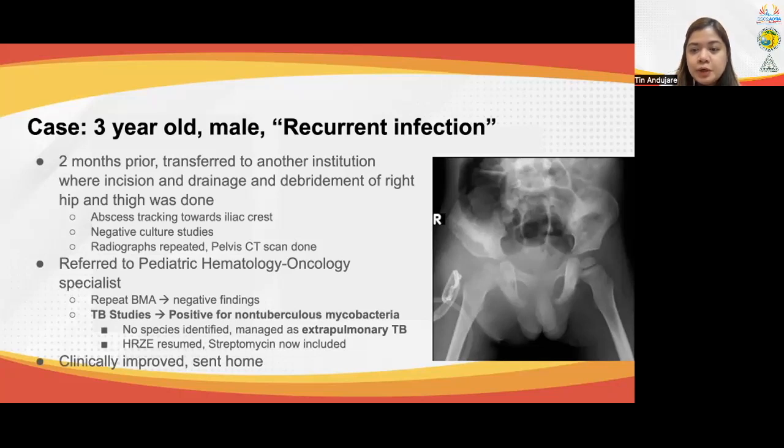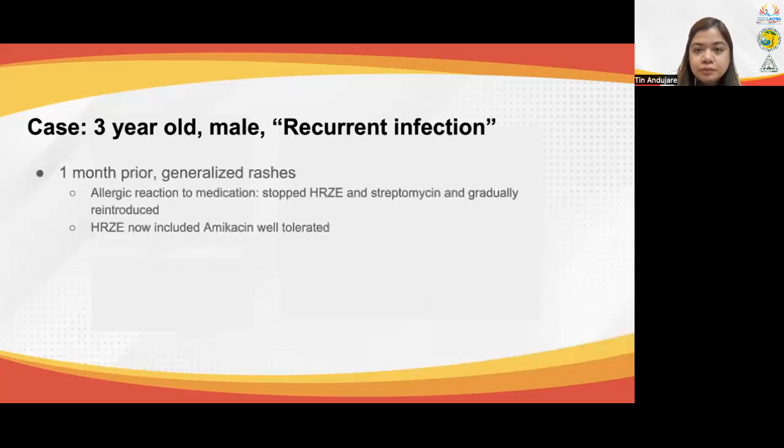This repeat BMA appeared to be negative also. However, the specimen obtained during the procedure was subjected to TB studies yielding positive growth for non-tuberculous mycobacteria. However, the laboratory was unable to speciate which mycobacteria was present, and the patient was managed as a case of presumptive extrapulmonary TB and started on HRZE with streptomycin. Clinically, the patient improved and was sent home.